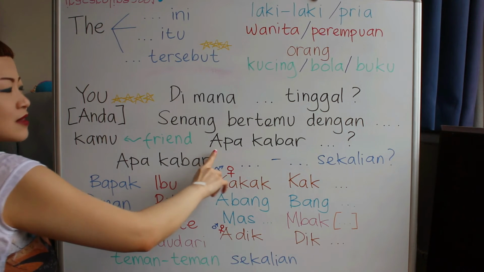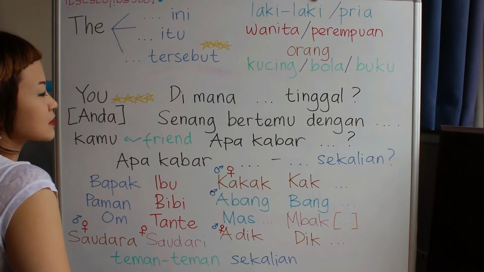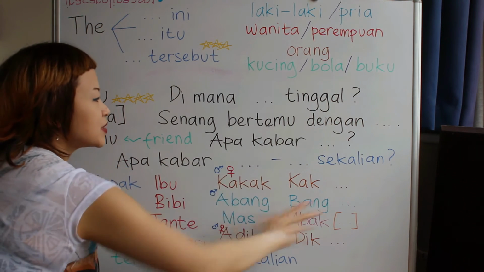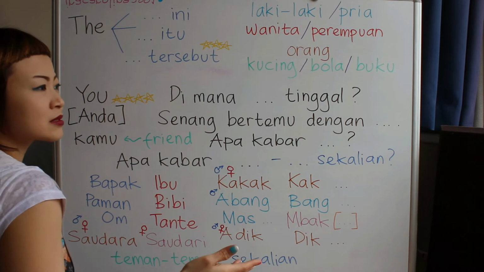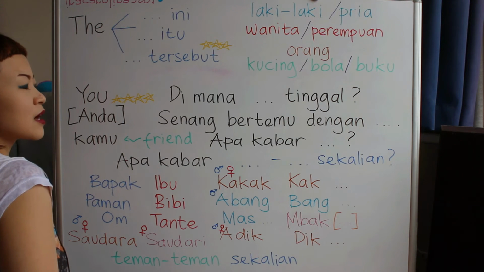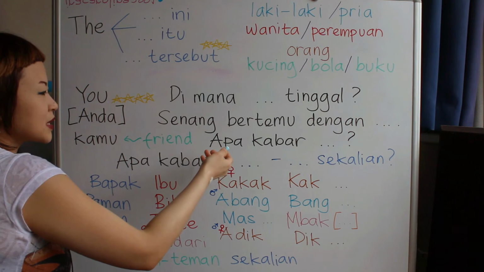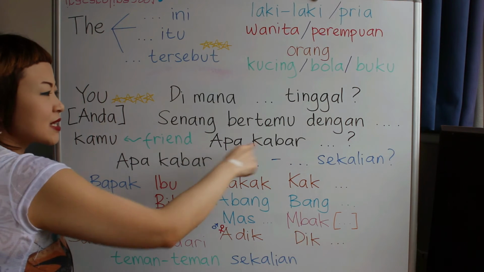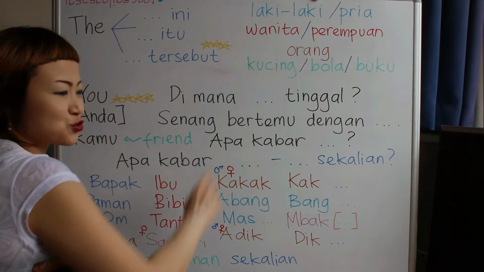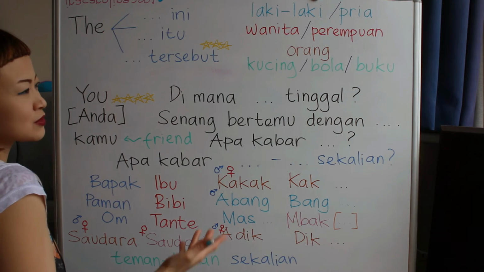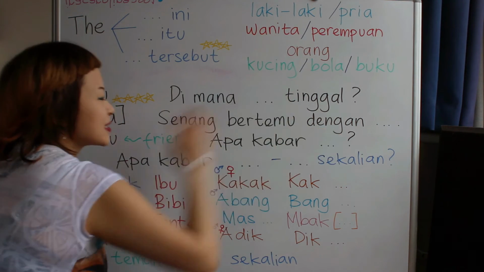This one, apa, what. Kabar, news, and then the you from here. Apa kabar, it means how are. We just want to say how are you. But in this case, apa is what, kabar is news, so it means like what news, even though we want to say how are you. Apa kabar, and then the you.